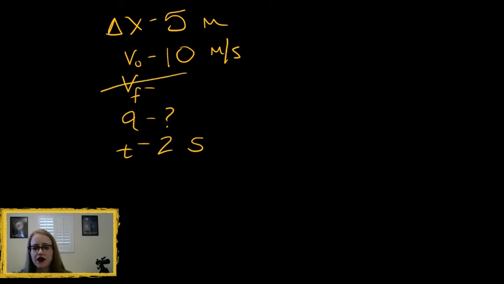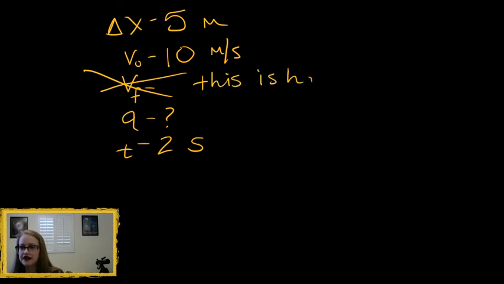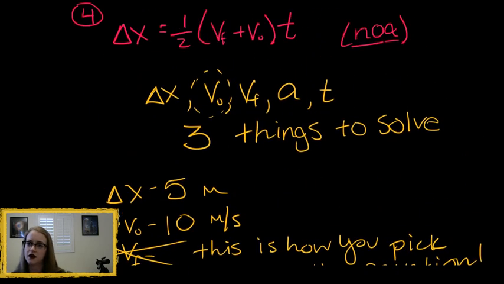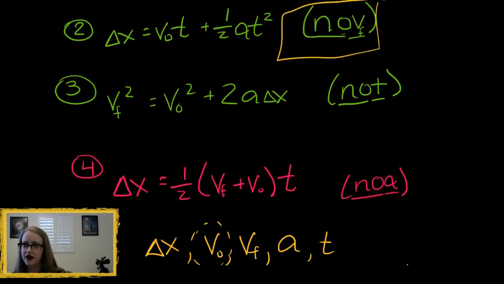There's always going to be one thing you don't care about. This is how you pick an equation. A lot of times students see their equation sheet and see so many equations, they get confused. Use what you don't know, what you don't care about to pick your equation. So if I'm given displacement, velocity, time, and I want acceleration, who am I going to use? Nov. I'm going to use him, and I can solve for the acceleration. So always make sure you list your variables.